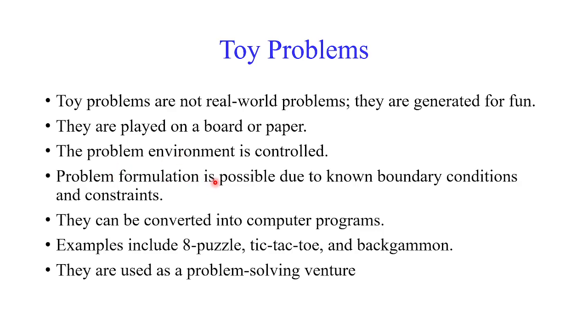Fourth, problem formulation is possible because the boundary conditions and constraints are known in advance. You know what moves are legal, what the goals look like, and what the starting point is. For example, if you take chess, you know the positions of the coins and when the goal is achieved. Then these toy problems can be converted to computer programs. If you cannot formalize it, then you cannot program it. These problems include tic-tac-toe, 8-puzzle, etc.